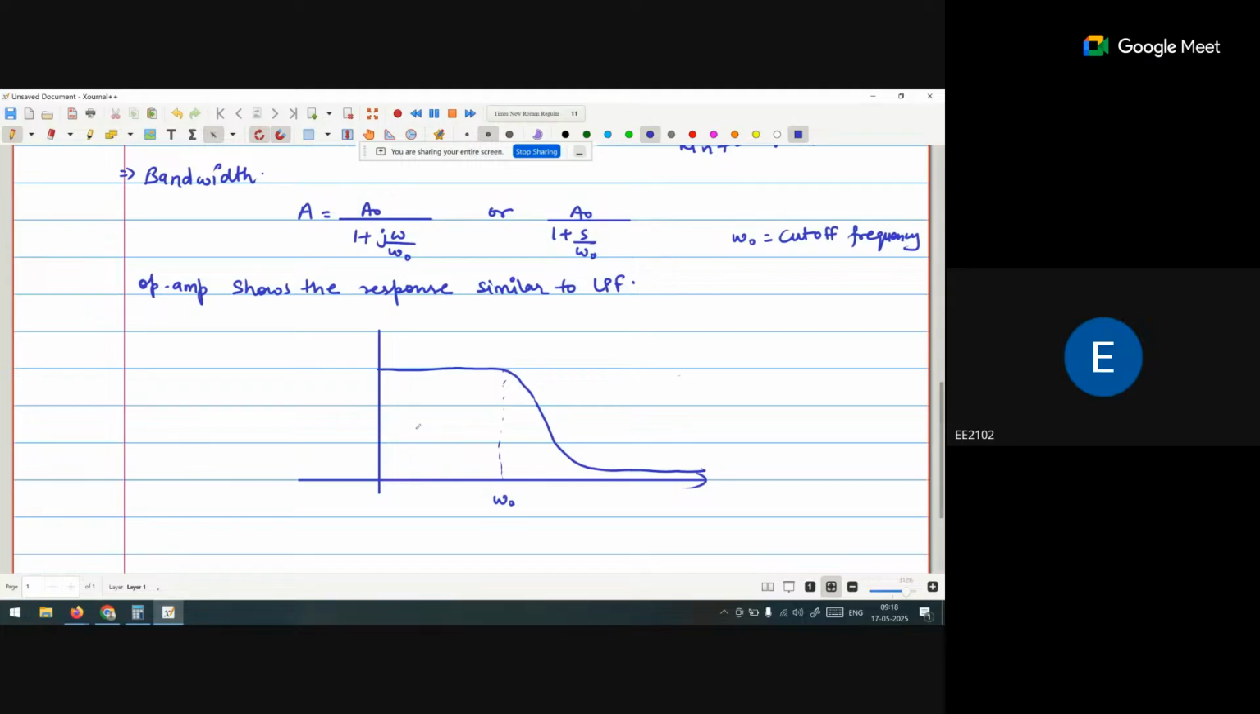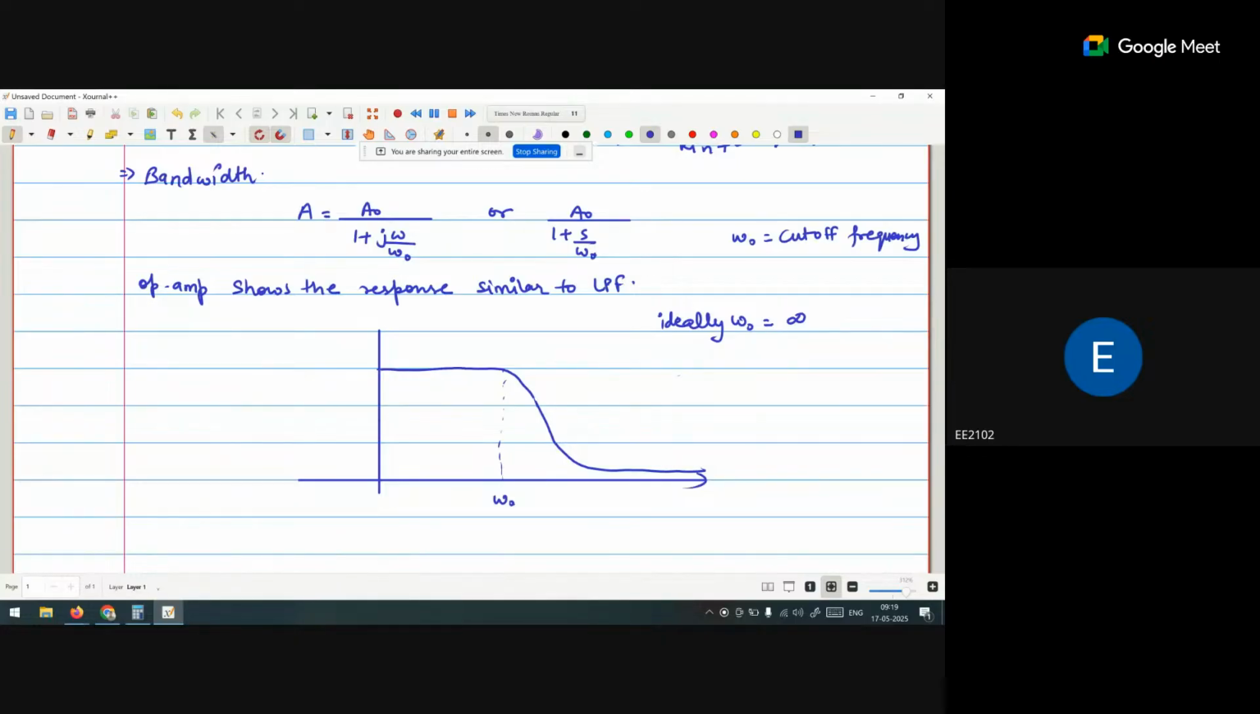Practically, sorry, ideally, the value of omega naught is infinite. That means there is no cutoff frequency. Operation amplifier will behave similar for all the frequency range. But it is not possible. Operation amplifier, op-amp, will also behave with a similar response up to a certain frequency, and after that the response will change, similar to the diode and transistor.